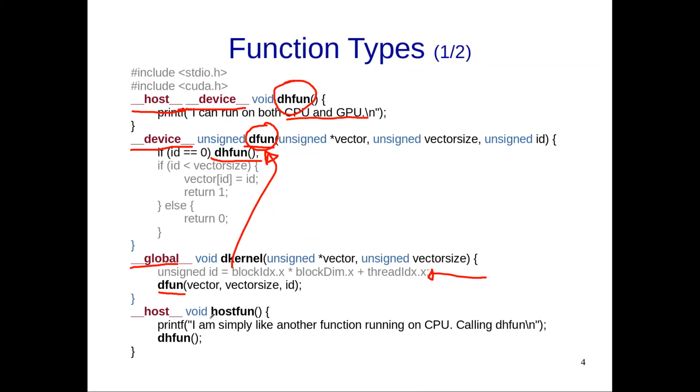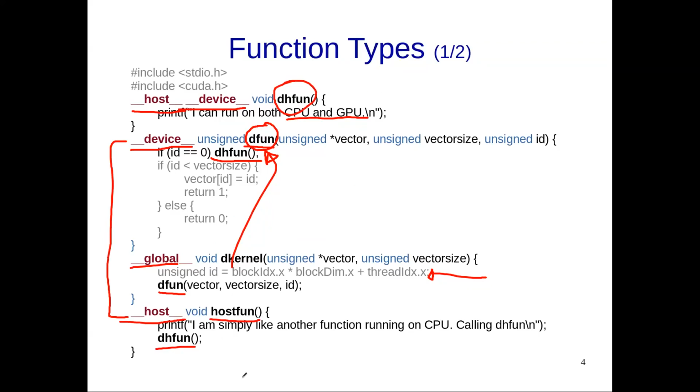Okay, sounds good. This host function is like any other CPU function, so that is just marked as host. And from there also you can call dh1. So this is a very interesting part, that dh1 I can call from both device as well as host, and that can give us some advantage, some mileage as we go along, we'll see.